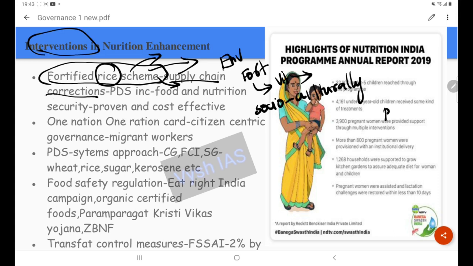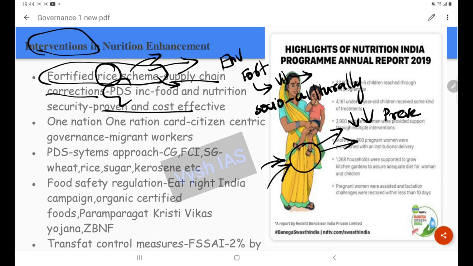So we are moving on to preventive care. When the supply chain corrections are done, we have less burden of diseases. If you are taking good food, then the disease burden will be less. So the state has to spend less on health. That is the idea. So like this, you have to link in a governance type of perspective. Here PDS is also included. And this scheme is proven and cost effective also. That is also an added point. It becomes important with respect to India.